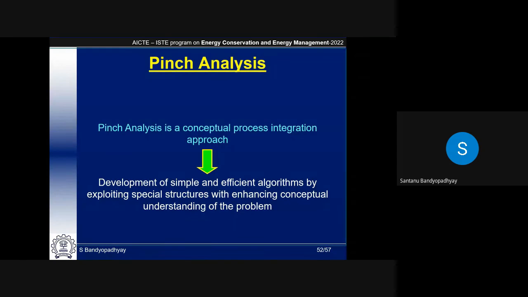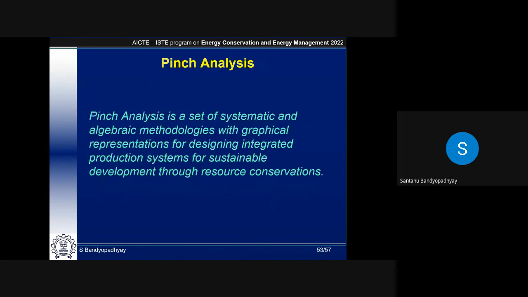When I started looking at process integration, we talked about optimization methods and conceptual or thermodynamic methods. So pinch analysis I projected as a conceptual process integration approach. But over the years, it has been developed as a simple and efficient algorithm, exploiting the spatial structure while enhancing conceptual understanding of the problem. Okay, so we'll try to define this. There is no definition of pinch analysis available, so I tried to define it. Maybe it will have to go through some modifications over the years.